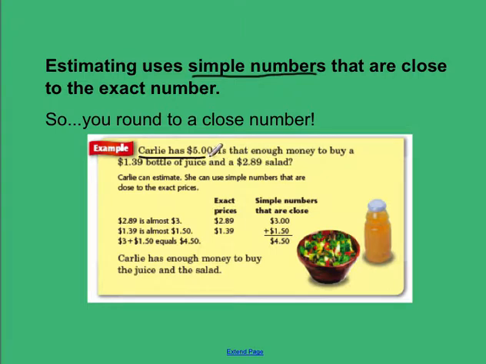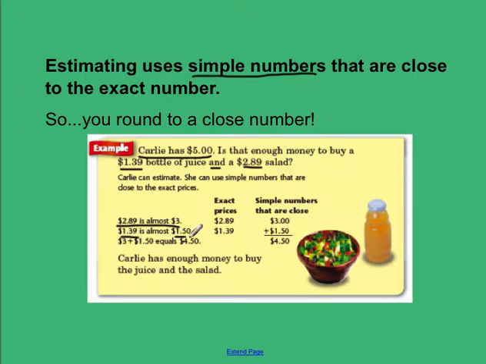Carly has $5. Is that enough money to buy a $1.39 bottle of juice and a $2.89 salad? We can estimate because we don't want to know the exact price. We just want to see if she has about enough. If you look down here, we look at the salad price, $2.89. We can think to ourselves that's almost $3. It's pretty close to the $3 mark, but not exact.